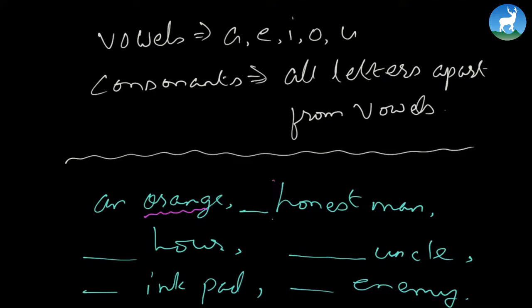Honest. Look at this. H is silent here. Honest man. We deal with the sound here, the very beginning of the word. Alright? So that's why an honest man. Same thing. H silent. Hour. Again the pronunciation begins with a vowel sound. Alright? An hour. An uncle. An ink pad. An enemy. Alright? So this is how we figure out. This is how we put an here.